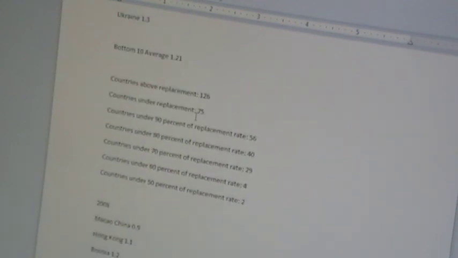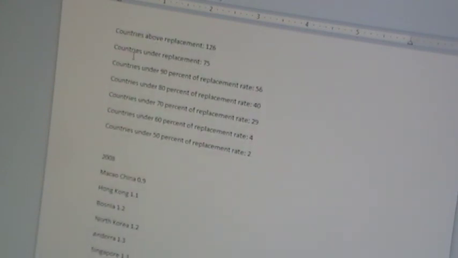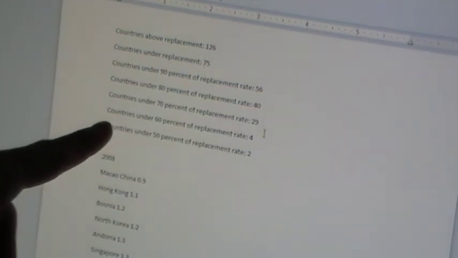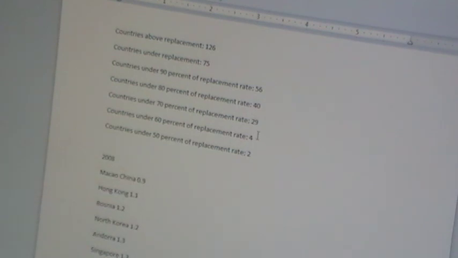Okay, bottom 10 average. It's now 1.21. It actually bounced up for once. Though, as you see, the countries under replacement continue to grow. The only thing that stopped happening was countries under 70%, or 60% actually. That's what stopped. But here you have 75.